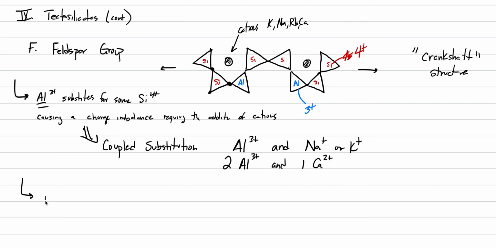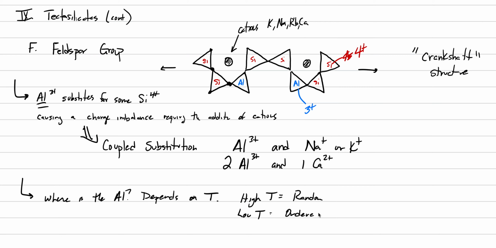Then our second part of our notes is, where is the aluminum? I'm asking it as a question. Well, it depends on temperature. That's the answer. At high temperature, minerals that are high temperature minerals are random in their distribution of aluminum throughout the different tetrahedra. But at low temperatures, things become much more ordered. And this high temperature and low temperature random versus ordered structure is one of the reasons for the different names of our feldspars.